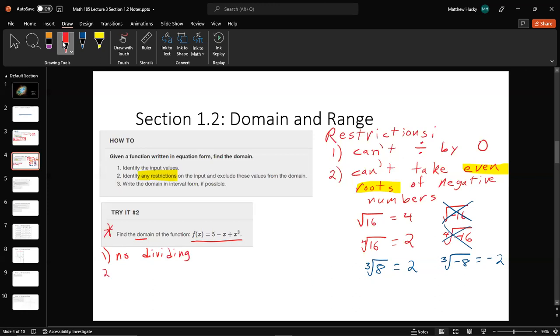The second restriction is even powered roots. Well, guess what? I look at that formula, I don't see any roots either. Those are the only 2 things that could give me any problems. So if those are not an issue, that means that there's no restrictions.